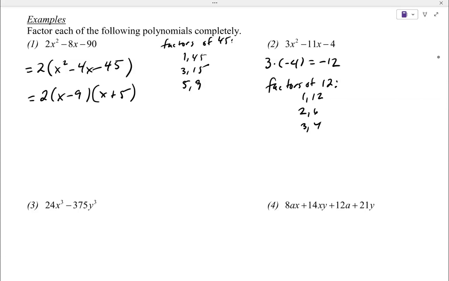Since it's negative, there has to be opposite signs. So what did you say we wanted to use? I think you just said a minute ago what it was. I need to get negative 11. So how are we going to get negative 11? Positive 1 and negative 12. So I'll have 3x squared plus x minus 12x minus 4.